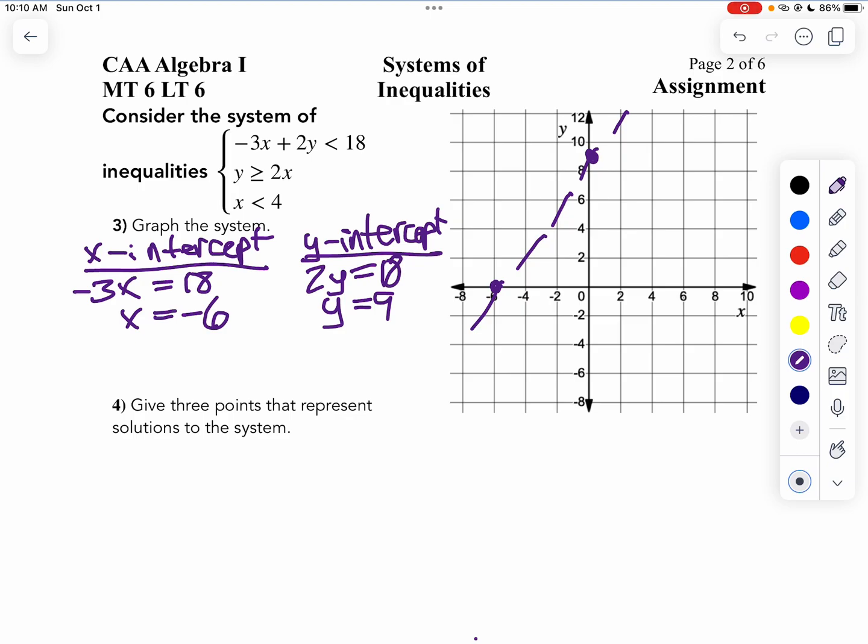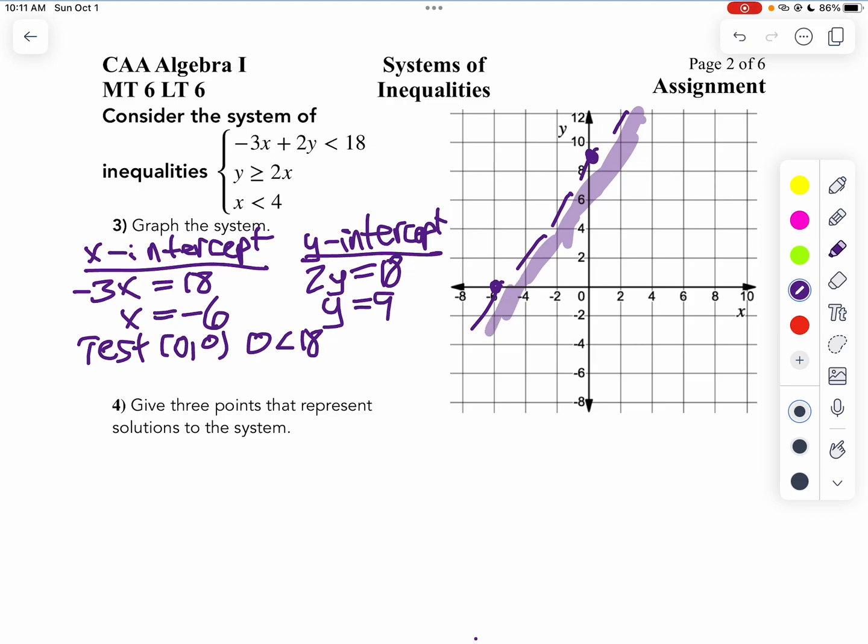Now, what side do I shade? Well, let's use our test point just to make sure. I'm going to use 0, 0. So I'll put 0 in for x, 0 in for y, so I get 0 is less than 18. Is 0 less than 18? Sure it is. That's true. So I am going to shade beneath my line. All my solutions are going to be beneath my line.